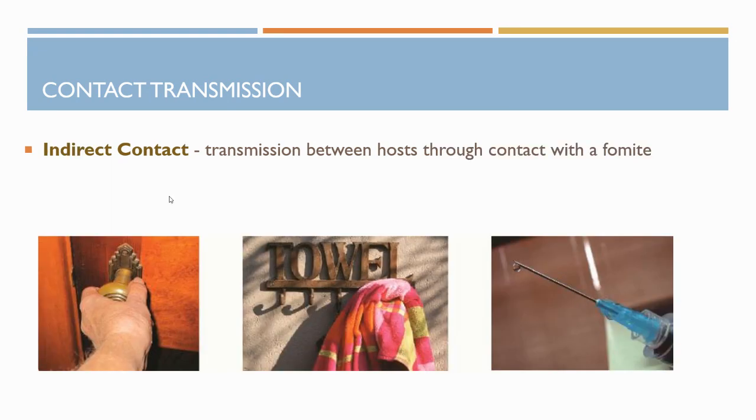And that direct contact of those droplets is how it's transmitted. We can have indirect contact. This is when we have transmission between a host and a subsequent infected person through contact with a fomite.